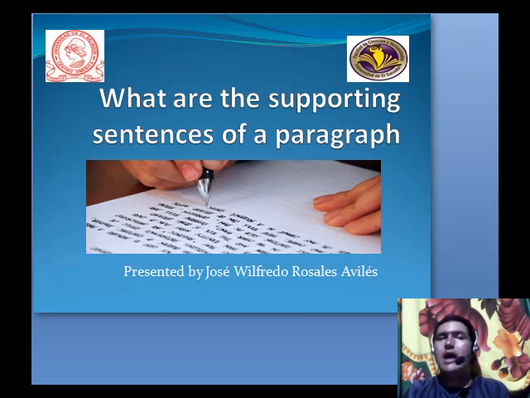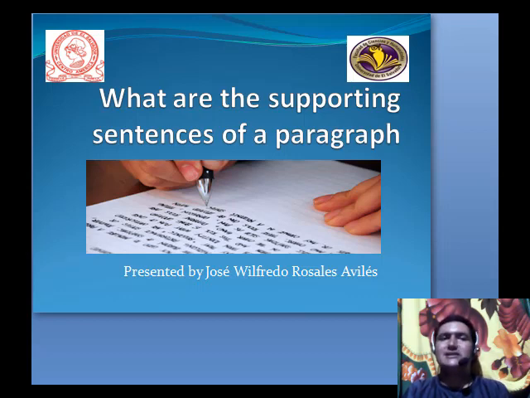What are the supporting sentences of a paragraph? As you know, a paragraph is a group of related sentences that develops one main idea, which is the topic of the paragraph. A paragraph has three parts: a topic sentence, several supporting sentences, and a concluding sentence.